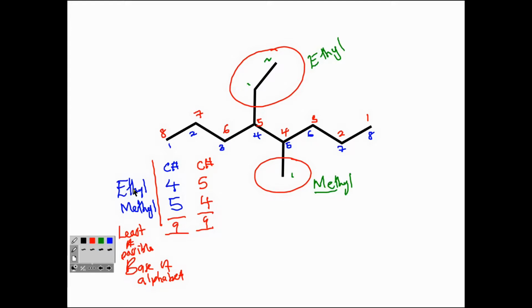So the correct numbering system is going to be the blue because it gives the ethyl the least number possible based on alphabet, because we couldn't judge based on numbering. So now the name here is going to be 4-ethyl, hyphen 5-methyl.